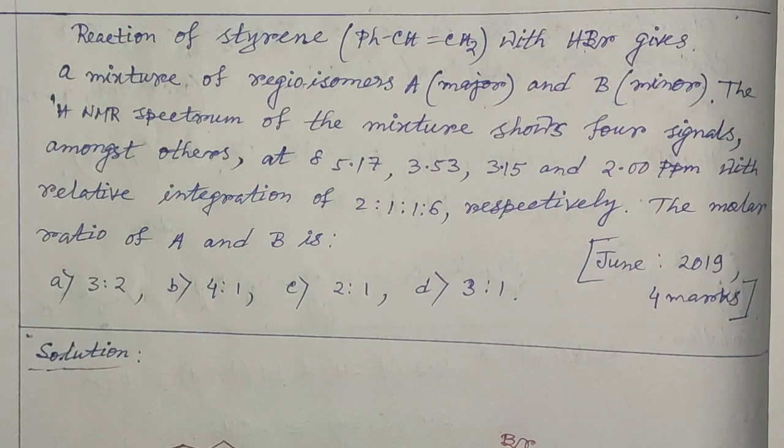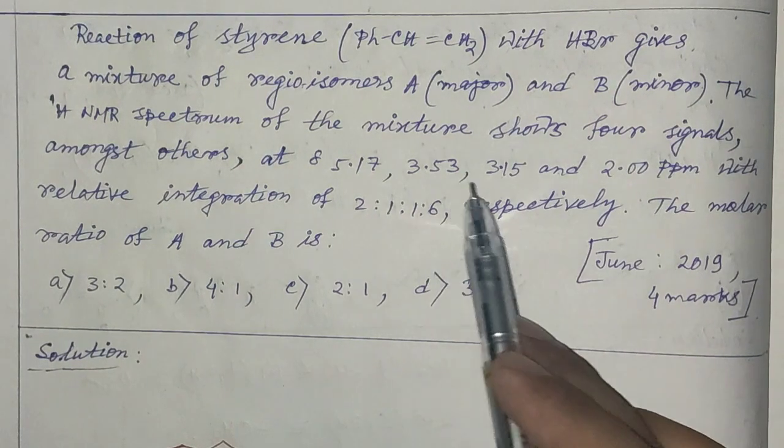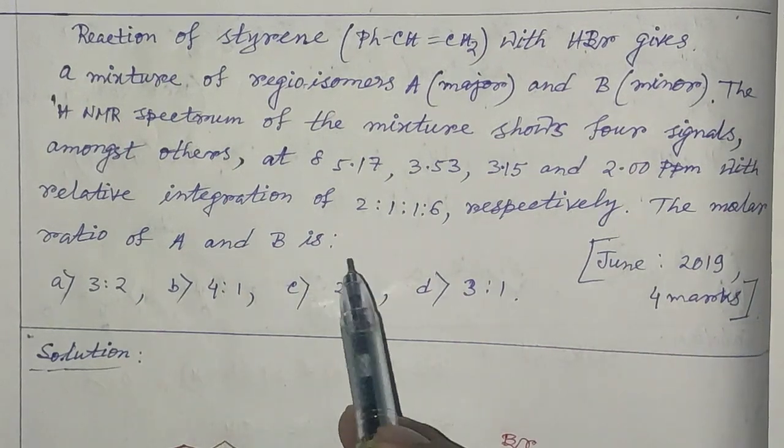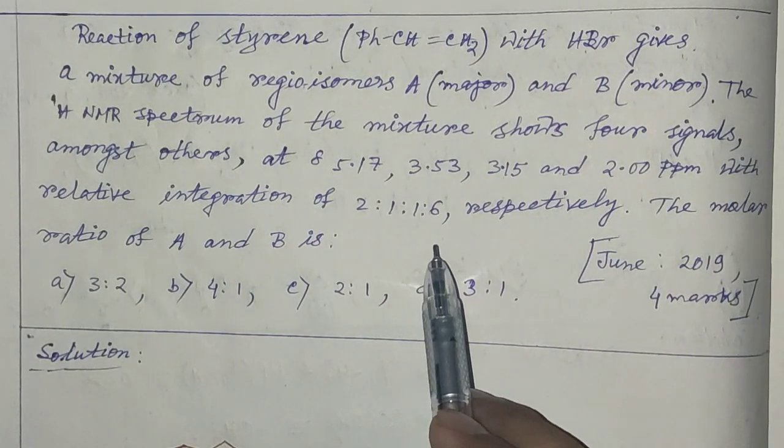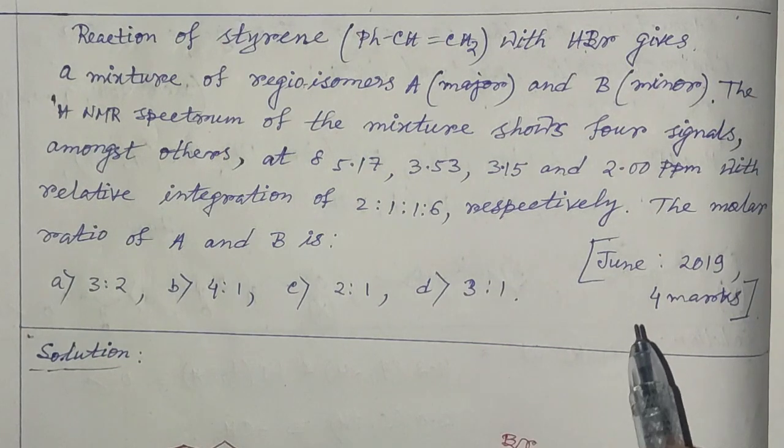The next question is a very important question. It came in June 2019 for 4 marks. The question was given as: the reaction of styrene with HBr gives a mixture of regioisomers A as major and B as minor product. The 1H NMR spectrum of the mixture shows 4 signals, amongst others, at these delta values with relative integration of 2:1:1:6 respectively. We have to calculate the molar ratio of A and B.